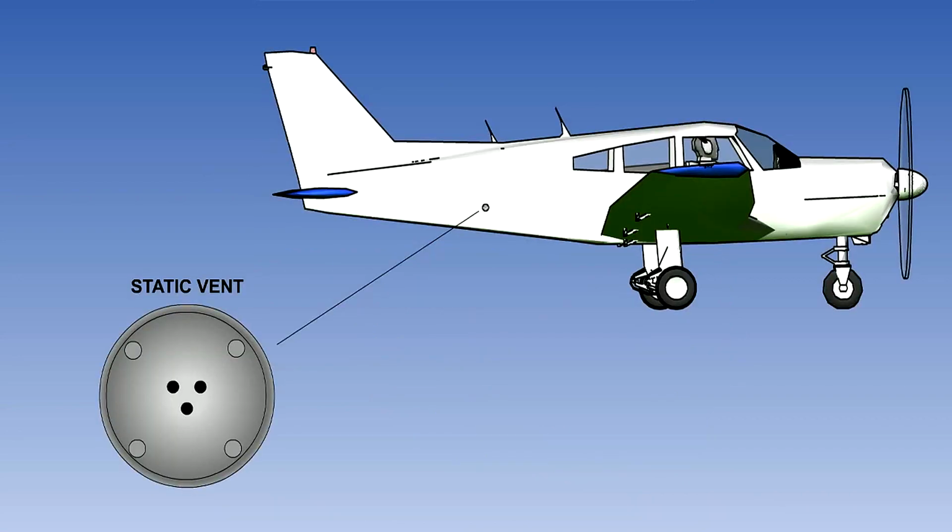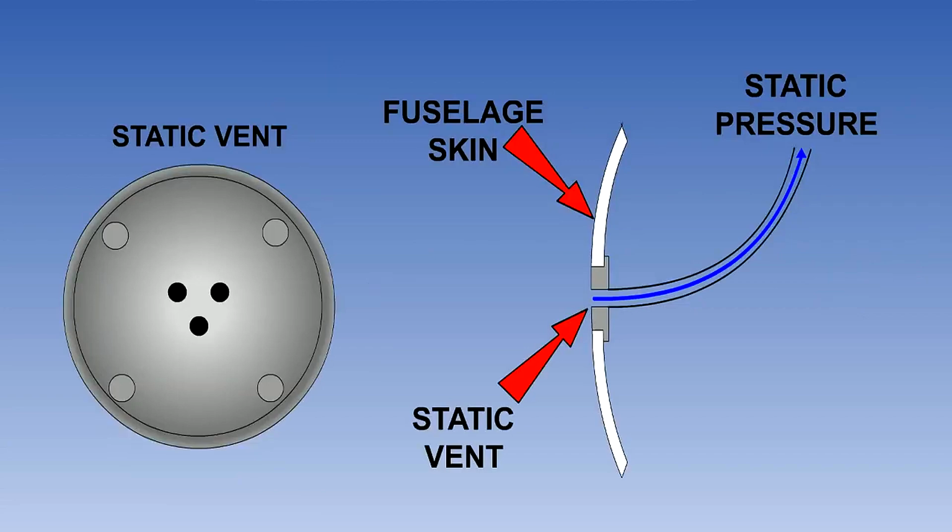The effect of position error can be substantially reduced by replacing the static pressure head with a static vent. There are some locations on the aircraft, usually on the side of the fuselage, where true or nearly true static pressure can be sensed over the whole speed range of the aircraft. A static vent is fitted in this location.